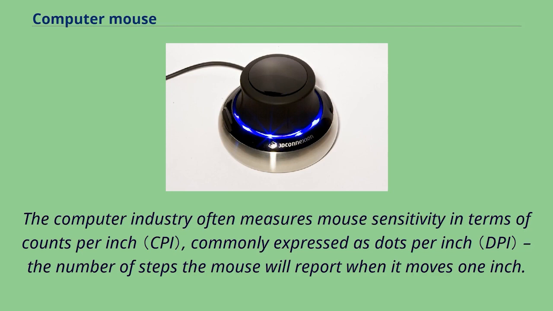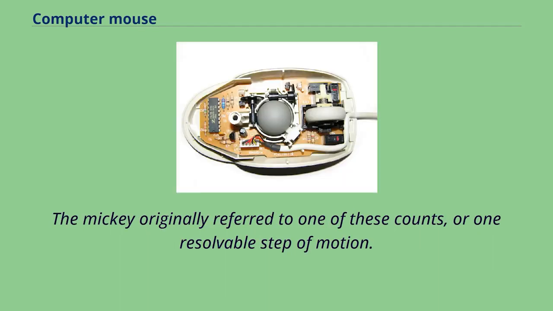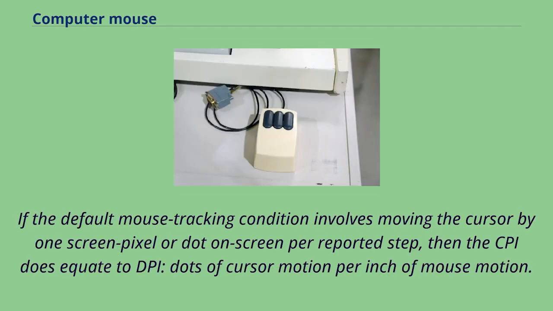The computer industry often measures mouse sensitivity in terms of counts per inch, commonly expressed as dots per inch, the number of steps the mouse will report when it moves 1 inch. In early mice, this specification was called pulses per inch. The Mickey originally referred to one of these counts, or one resolvable step of motion. If the default mouse tracking condition involves moving the cursor by 1 screen pixel or dot on screen per reported step, then the CPI does equate to DPI, dots of cursor motion per inch of mouse motion.